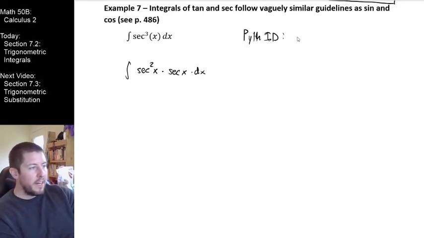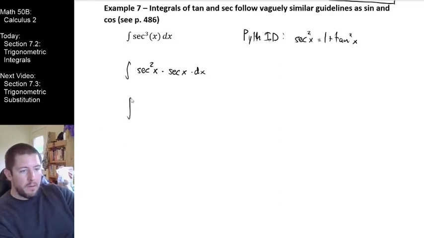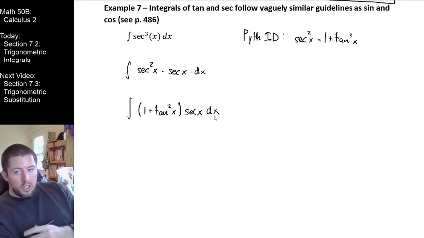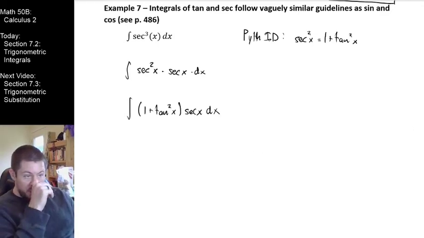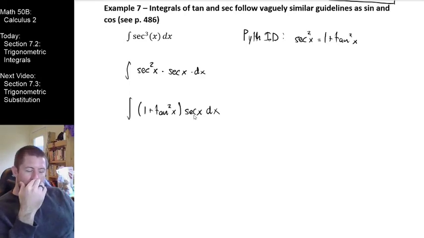One of the 3 Pythagorean identities is secant squared equals 1 plus tangent squared. All right. So if I were to do that here, I'm going to get 1 plus tangent squared times secant dx. So what's good, what's bad about this? Well, one of the good things that I'm seeing here is that I do almost have some sort of u sub to set up, in the sense that the derivative of tangent is secant squared. I kind of have the wrong powers on those things right there.